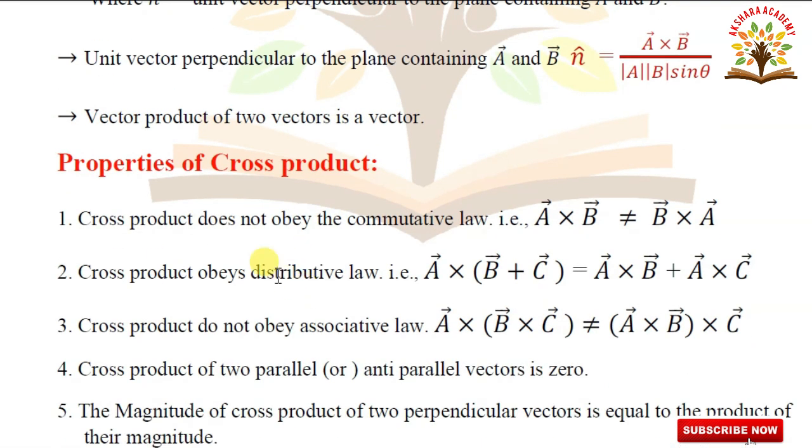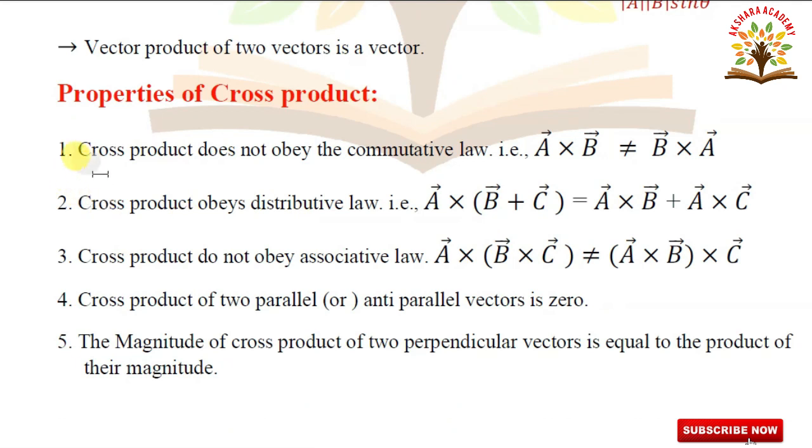Next, properties of cross product. First one, cross product does not obey the commutative law, that is a bar cross b bar is not equal to b bar cross a bar. Second one, cross product obeys distributive law, that is a bar cross (b bar plus c bar) is equal to a bar cross b bar plus a bar cross c bar. Cross product does not obey associative law, that is a bar cross (b bar cross c bar) is not equal to (a bar cross b bar) cross c bar.